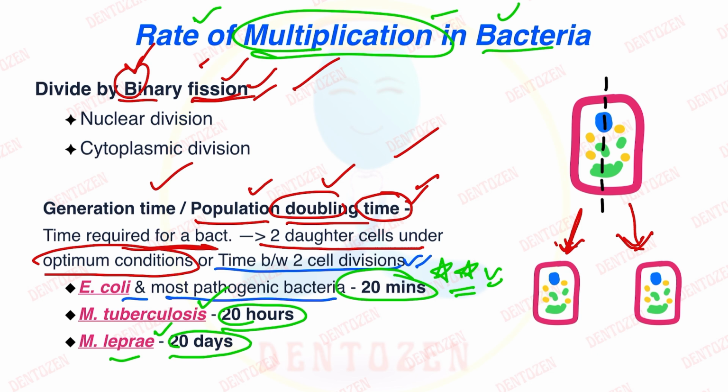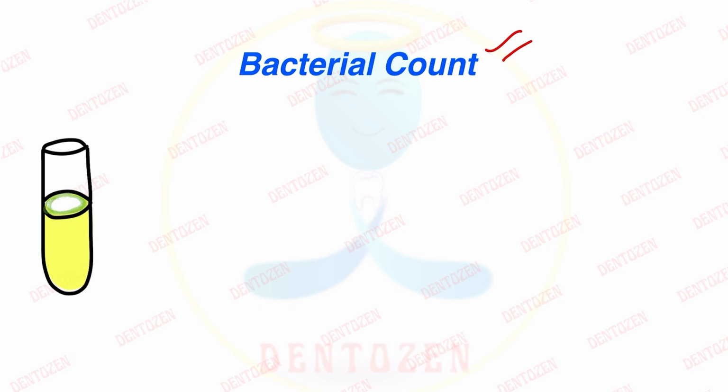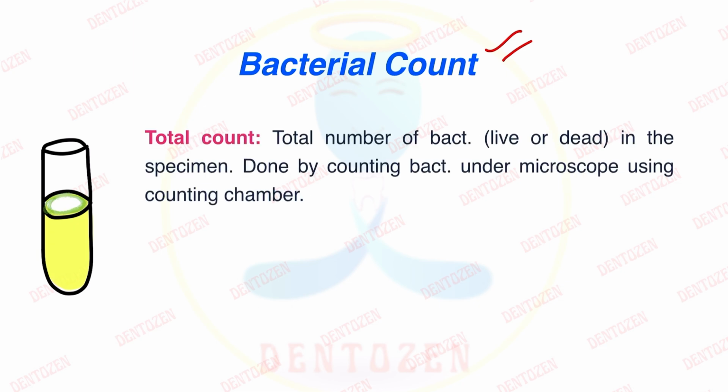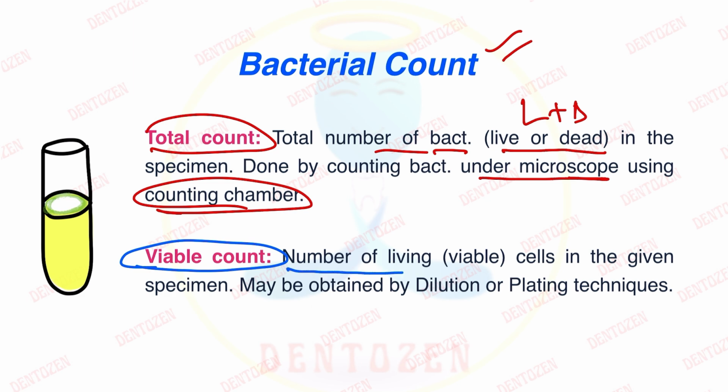Now, what is bacterial count? When we are growing bacteria, then we can also count their number. So this number can be counted in two ways. For example, if we are growing bacteria in the culture, we can take total count. Total means total number of bacteria, living and dead both are counted, and this can be done under the microscope using counting chamber. Then other count that can be taken is just for the living bacteria, viable bacteria, that is called viable count. So we count number of living or viable cells in the given specimen. This can be done by dilution or plating techniques. So those are the two types of counts, total count and viable count, that can be done for bacteria when we grow them in the culture.